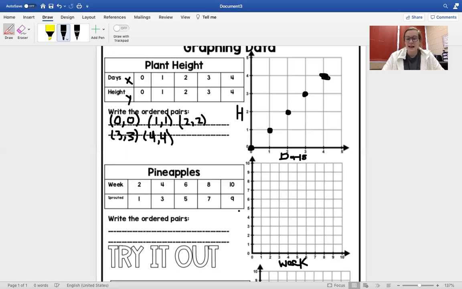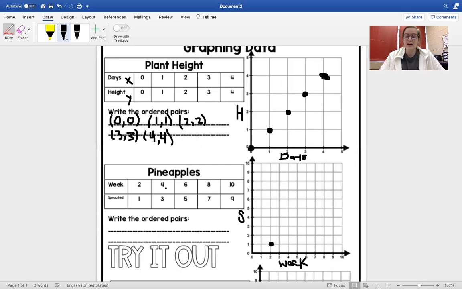So we're looking at pineapple. So I'm just going to put an S right here for sprouted. And it takes how many weeks and how many pineapples had sprouted. So if we look on week 2, 1 pineapple had sprouted. So that ordered pair is going to be 2, 1. So I'm going to go to 2 weeks and then 1 sprout, or 2, 1.